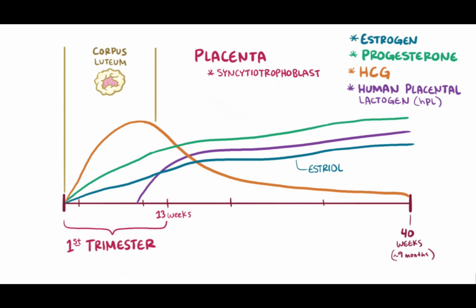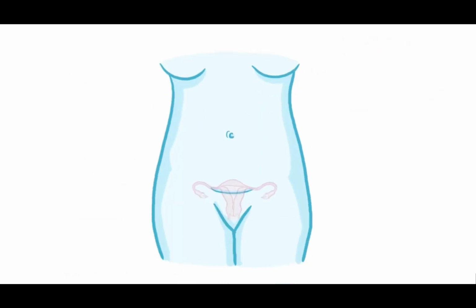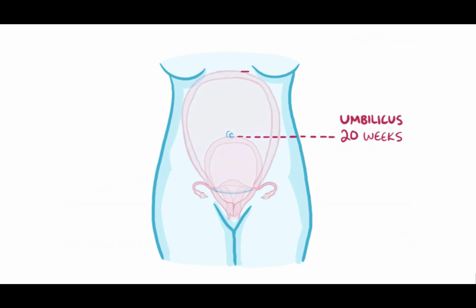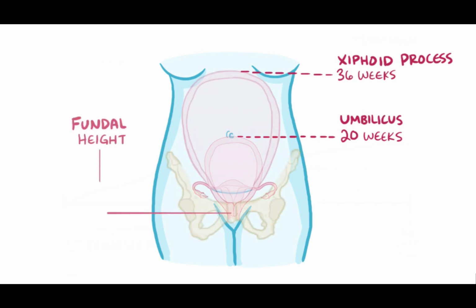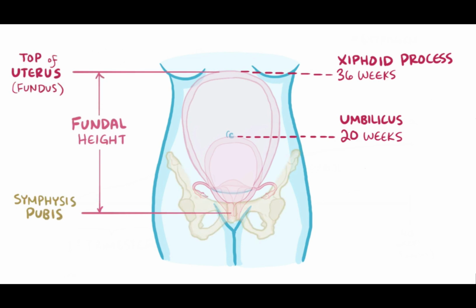Many of the changes in pregnancy are directly related to the growth of the uterus. The uterus is normally a pelvic organ, but during pregnancy it grows into the abdomen, rising to the level of the umbilicus by 20 weeks gestation, and to the xiphoid process by 36 weeks. The fundal height, which is the distance from the symphysis pubis to the top of the uterus, aka the fundus, is a good estimate of gestational age. For example, here at 36 weeks, you might expect it to be about 36 centimeters, but at 20 weeks, it'd be closer to 20 centimeters.